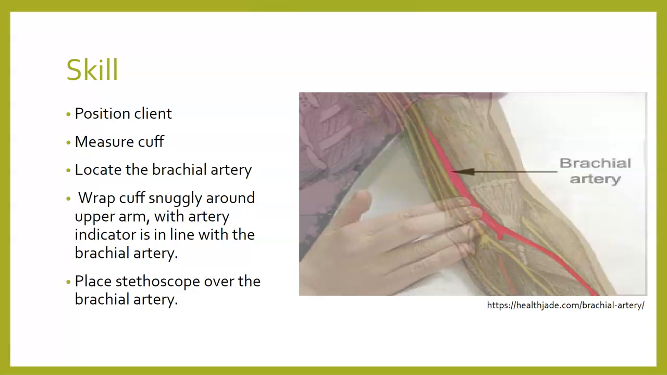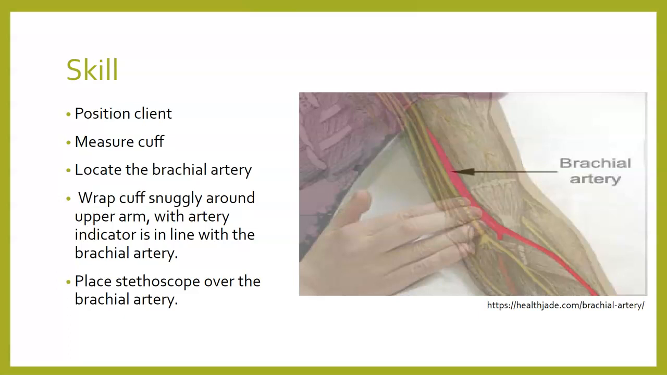So if the patient's in the bed, you don't have to have them dangle their feet if they can't do that. But if they're sitting up, they need to have their feet flat on the floor, legs uncrossed. If they're in the bed, just sit them up a little bit. Make sure their back is supported. Maybe prop their arm up on a pillow so that it's at the level of the heart. And then just make sure their legs are uncrossed. Okay. And then next, we're just going to expose their arm, measure the cuff, make sure it's the appropriate size.